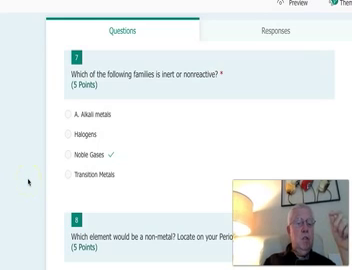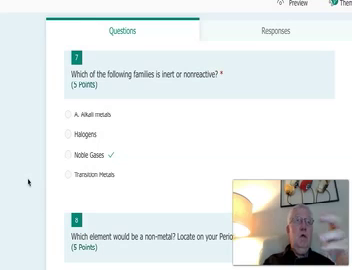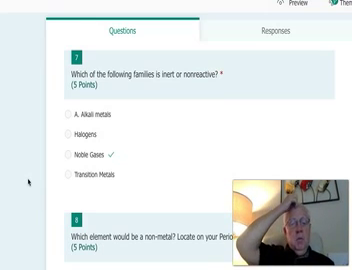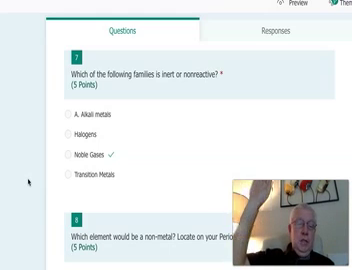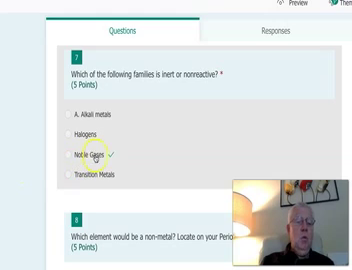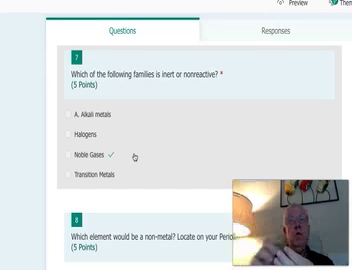Now, number 7 is, which of the following families is inert or non-reactive? Well, you could look at the periodic chart and you might look for some clues like inert gases or noble gases. But the answer is it's family 8, and it's the noble gases. 8 valence electrons, and they're called noble gases. So non-reactive, inert, noble gases all mean the same thing, and they're way over on the right hand side.